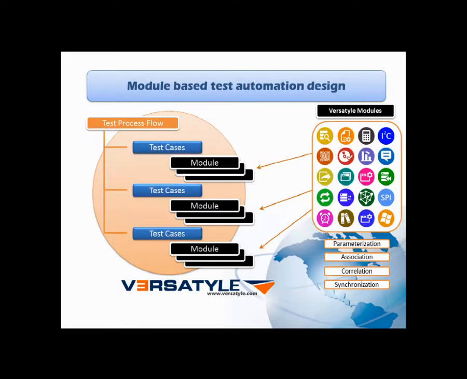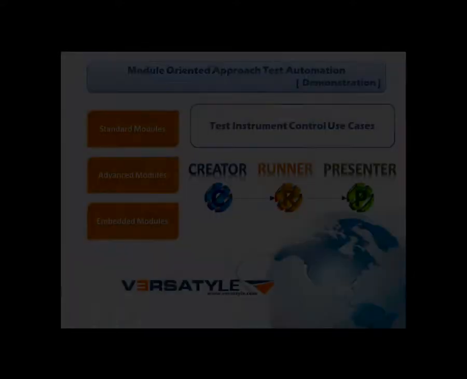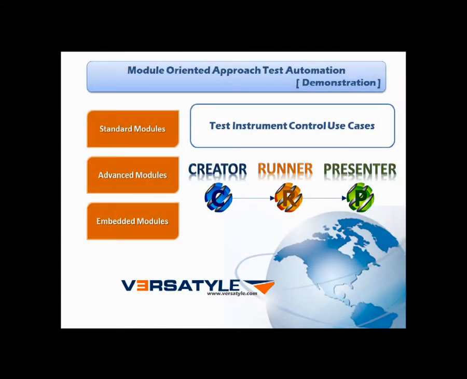In this slide, you can see the module-based test automation design engines along with all the appropriate modules to create your test cases. Here, you can see how easy it is to create your pre-functional and functional tests for two different types of product, product A and product B. Test Tree Studio is combined of three main sections: standard modules, advanced modules, and embedded modules.